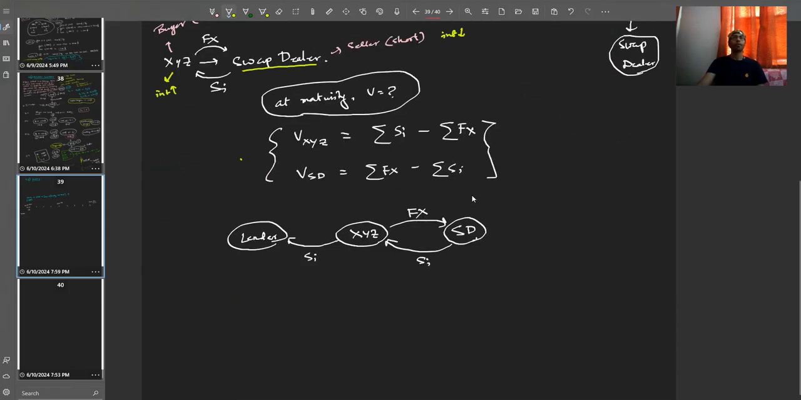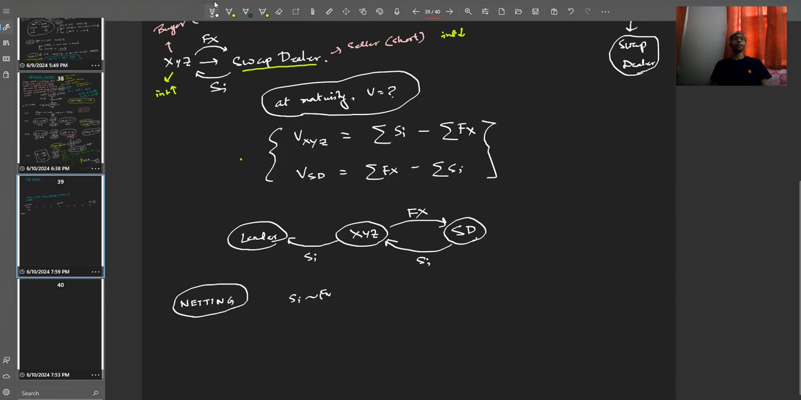Now, we will come to a few other concepts. First, let us talk about the concept of netting. What does netting mean, friends? Let's say in our given swap, we had periodic payments which were equal to the difference of the variable payment and the fixed payment, right?